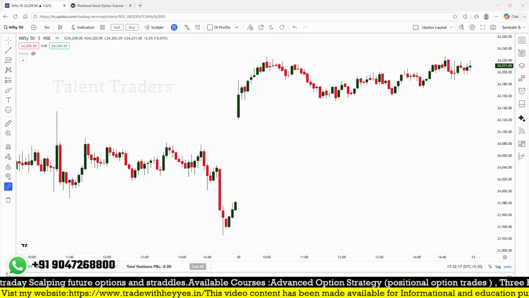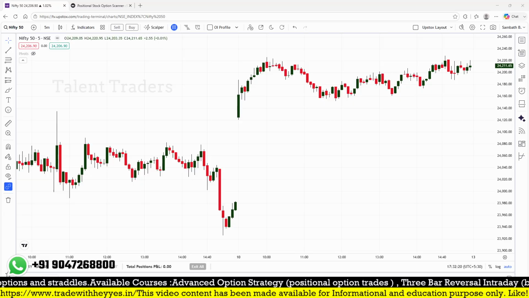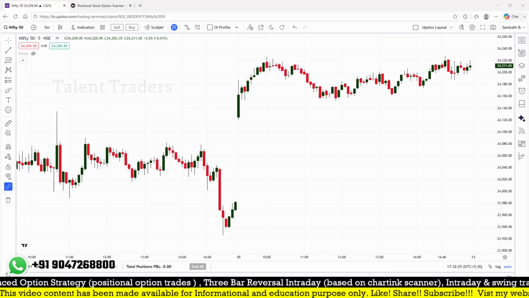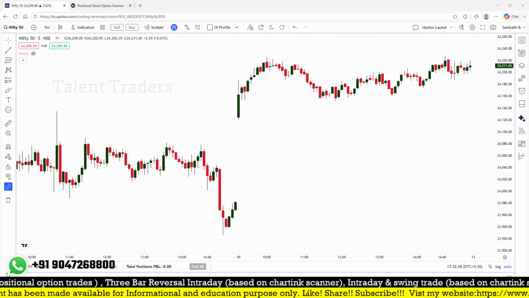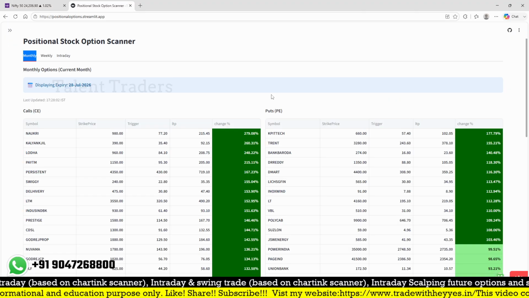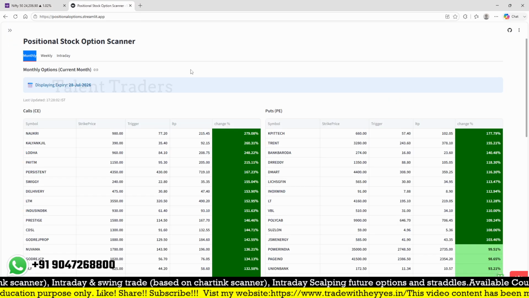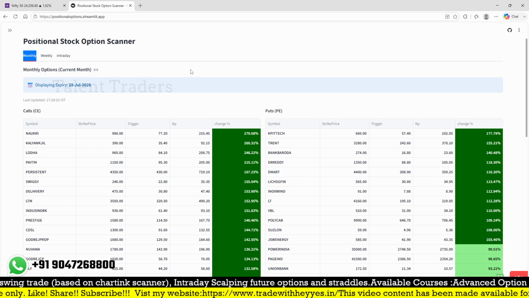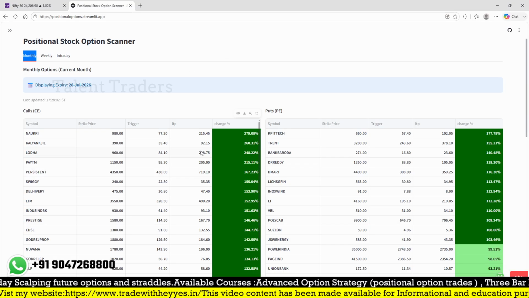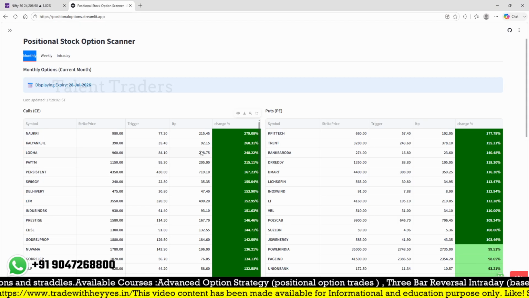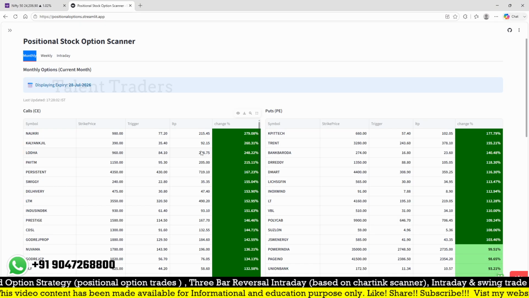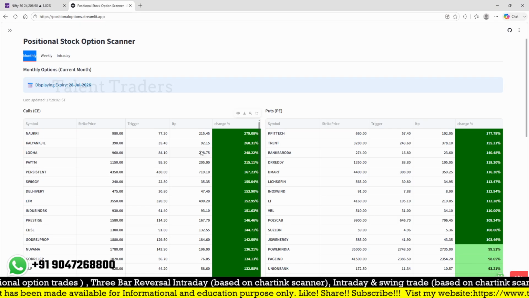In this video, we are going to discuss our positional stock option scanner, how it works, and how we try to find a positional strategy. We provide this scanner mainly for our strategies. We have an advanced option strategy where we use this particular scanner for one of the strategies, called ATM options. The same tool can be utilized for all other strategies like 1.1, 2.1, SBB or FO strategy.